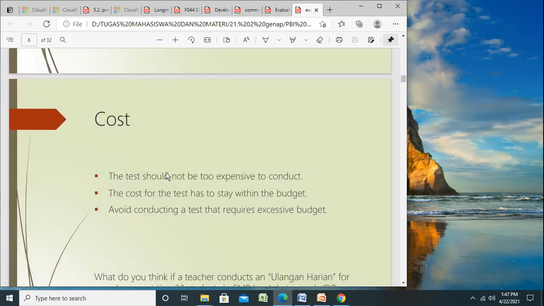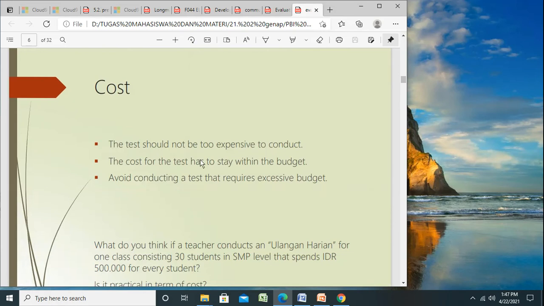If we talk about the cost, the test should not be too expensive to conduct. The cost for the test has to stay within the budget. Avoid conducting a test that requires an excessive budget. So you have to avoid buying high-cost or expensive things to conduct the test. So you have to avoid that.